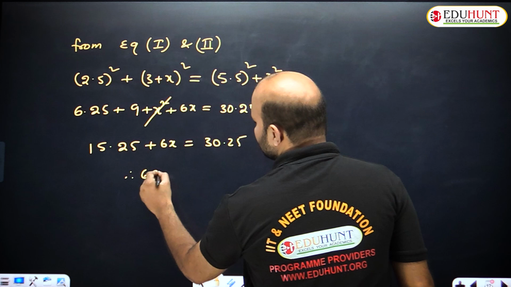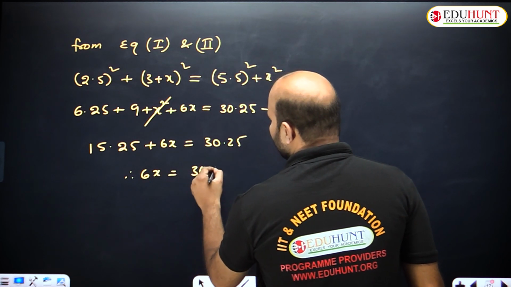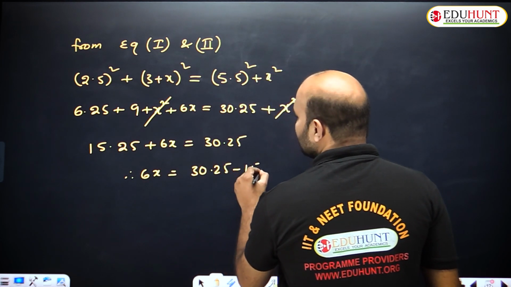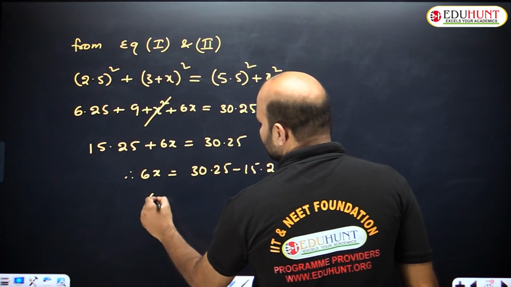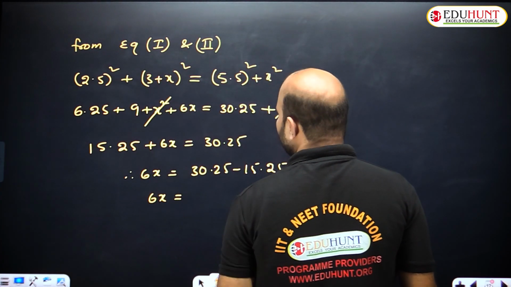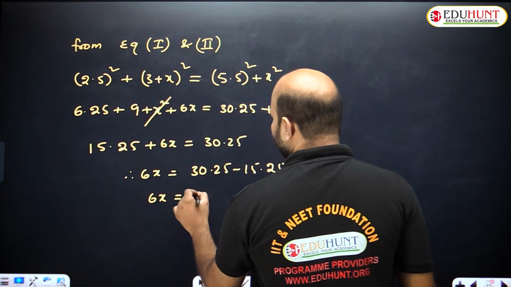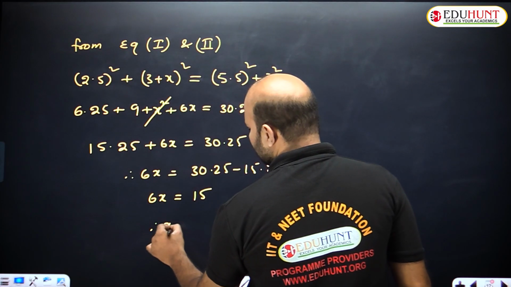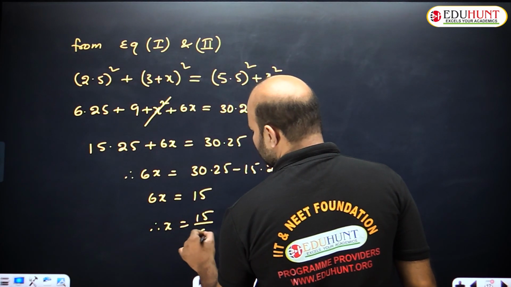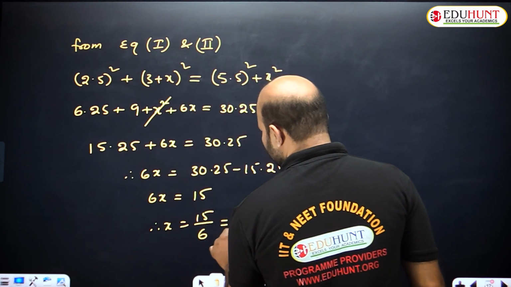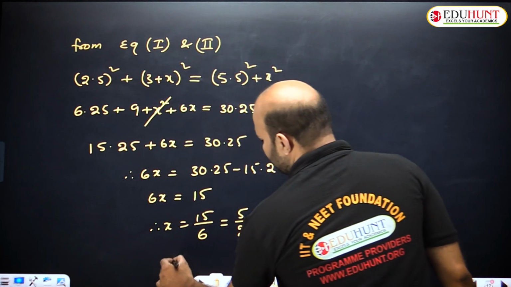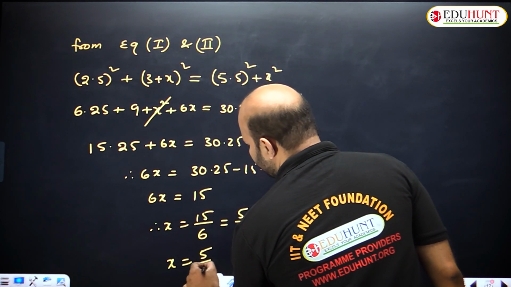Therefore 6x equals 30.25 minus 15.25, which is 15. Therefore x equals 15 by 6, nothing but 5 by 2. So the x value is 5 by 2, nothing but 2.5.